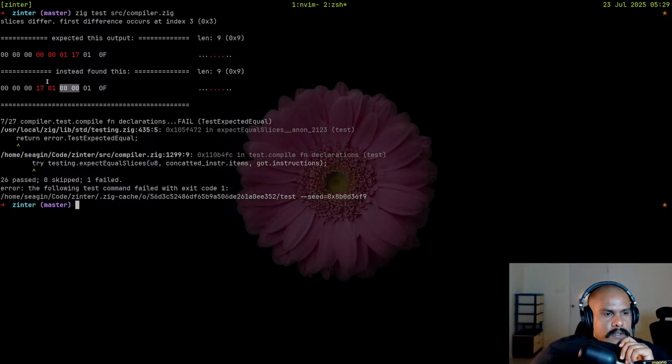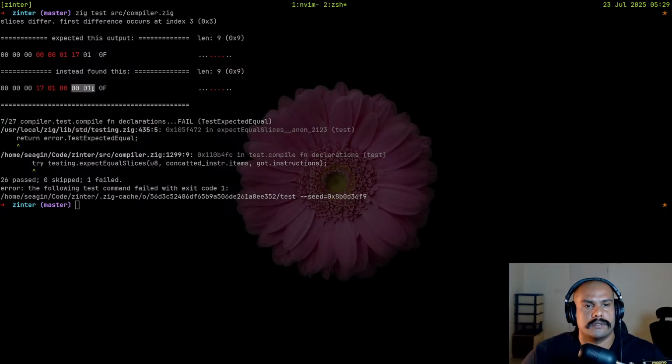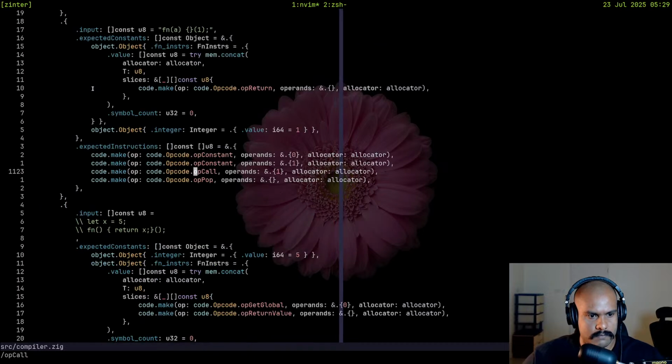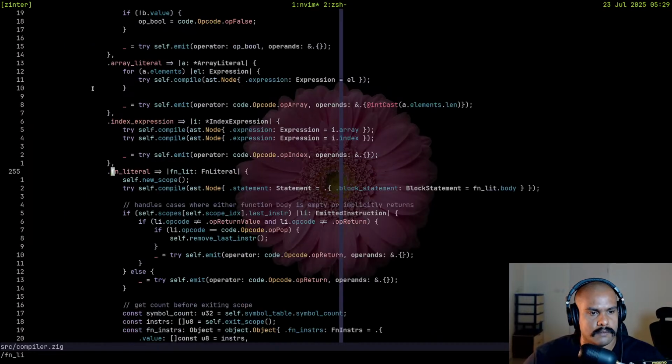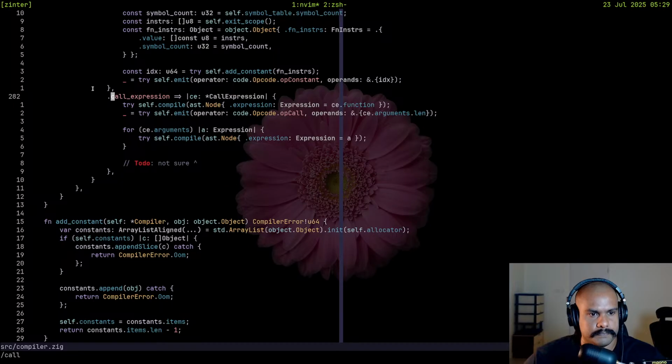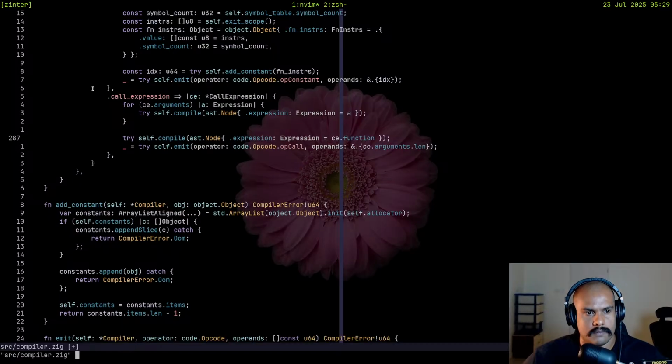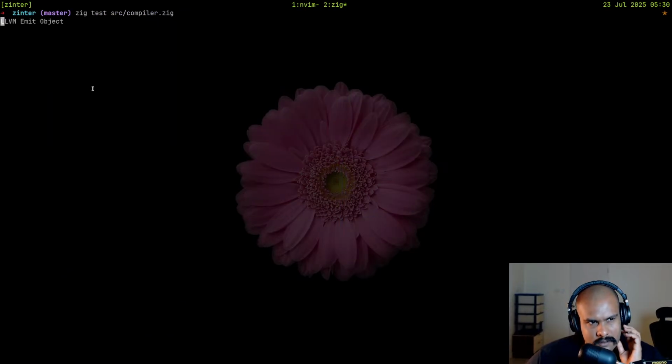Okay, so this is op call with 1 argument. Okay, so the order's the other way around. Function. No. Call expression. So means this needs to be here. Guessing that should fix it.